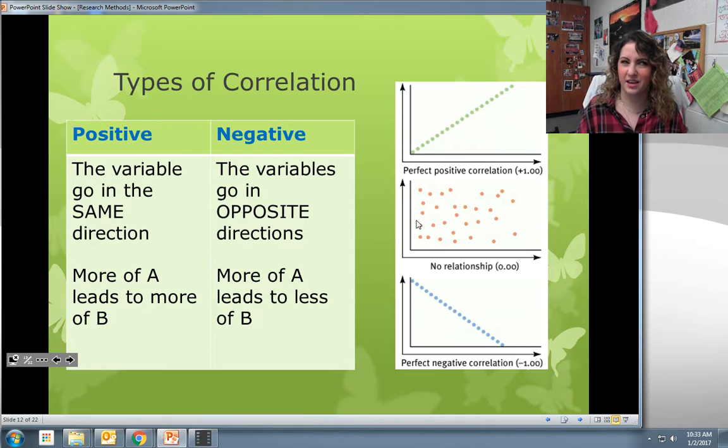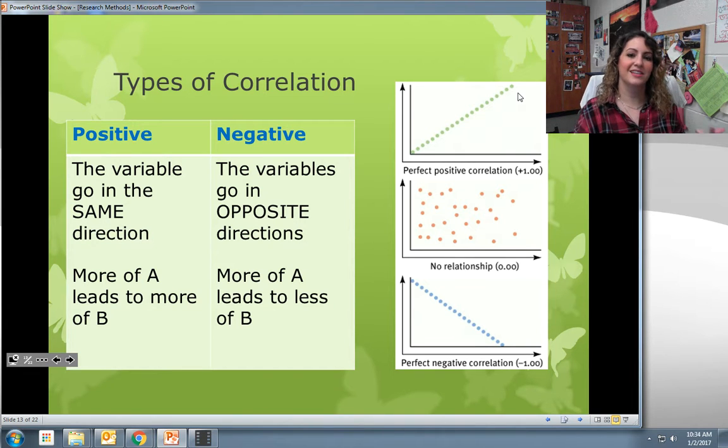Okay, and I said this a little bit earlier. There's positive correlation, or there's no correlation, or there's a negative correlation. A positive correlation, or a positive relationship between two variables, means that they go in the same direction. More of this leads to more of that, and less of this leads to less of that. You can actually see this on a graph right here. This green line that slopes upwards is a positive relationship. Whatever is on the X and Y axis are positively related. More studying leads to better grades.